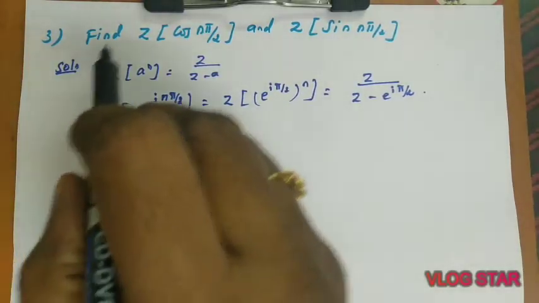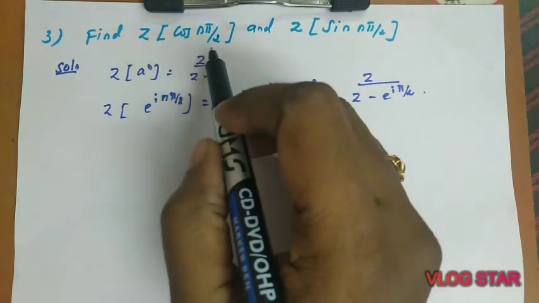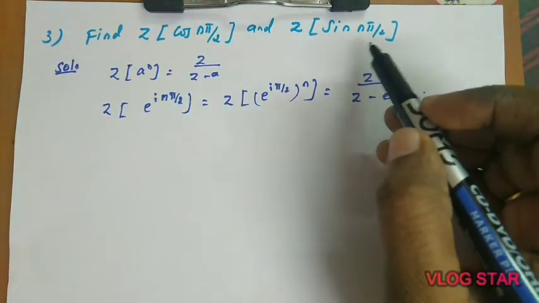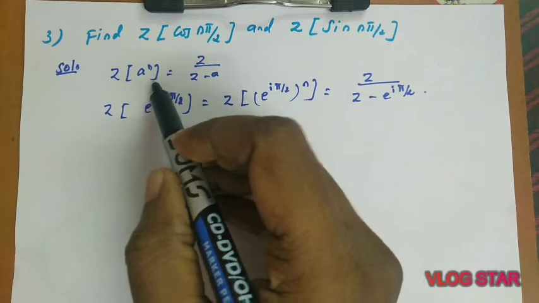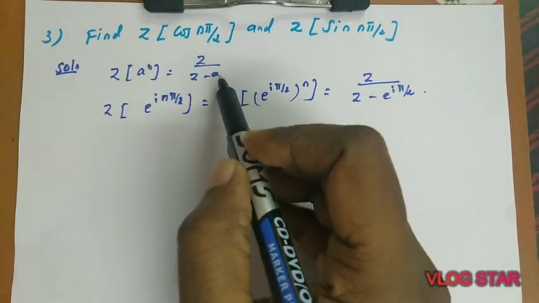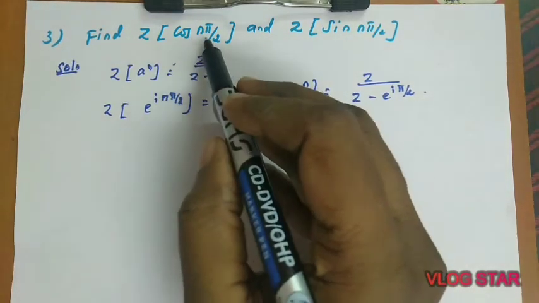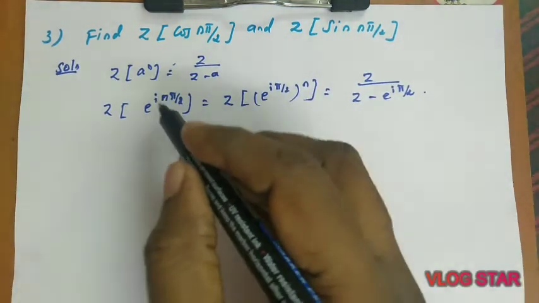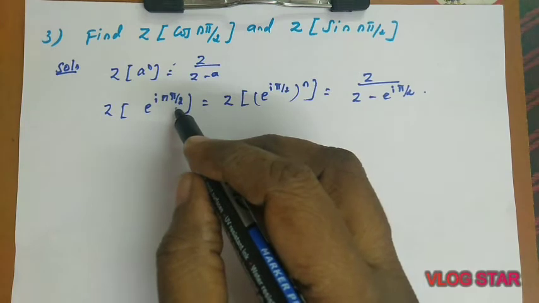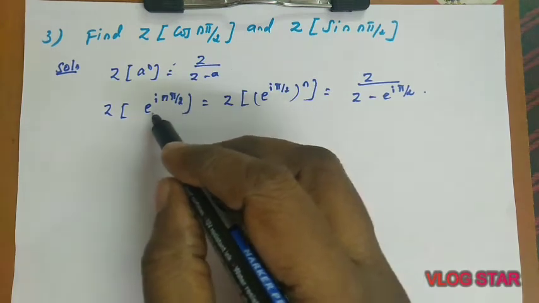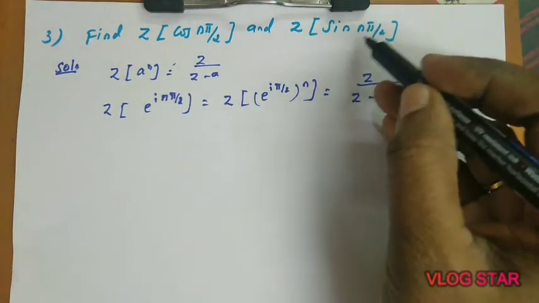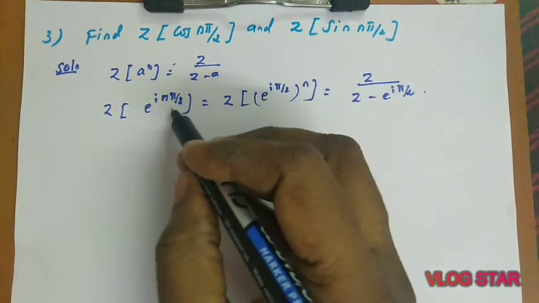Now the third question: find z of cos n pi by 2 and z of sin n pi by 2. Here also we are applying the same result, z of a power n is z by z minus a. In this question we have cos n pi by 2 and sin n pi by 2, so we can apply the e power i theta form. So e power i n pi by 2, when expanded, gives cos n pi by 2 plus i sin n pi by 2. That's why we are writing in that form.